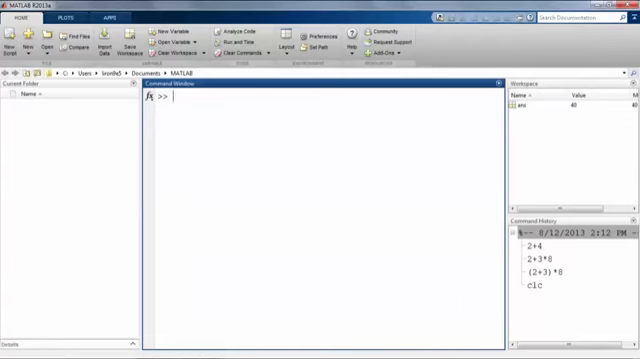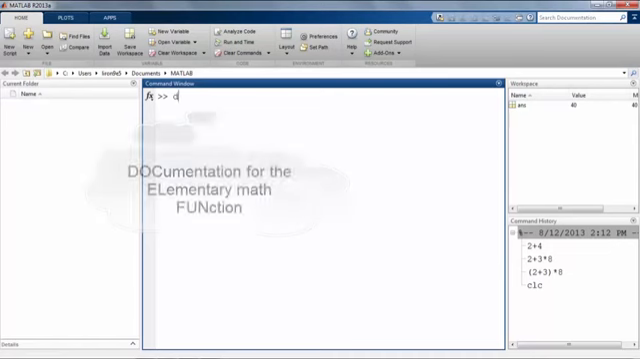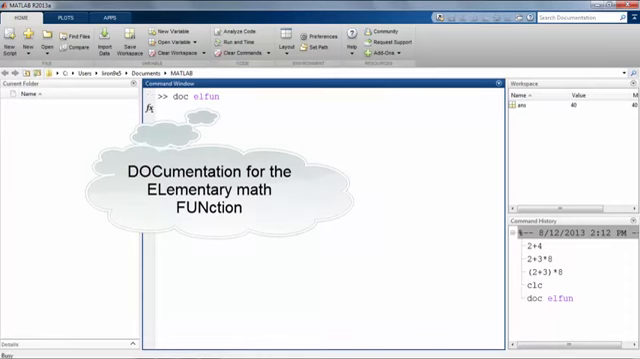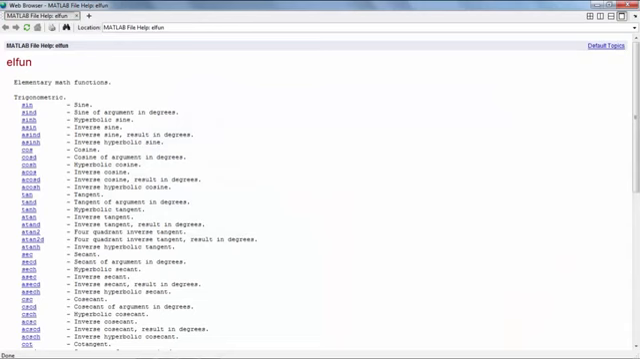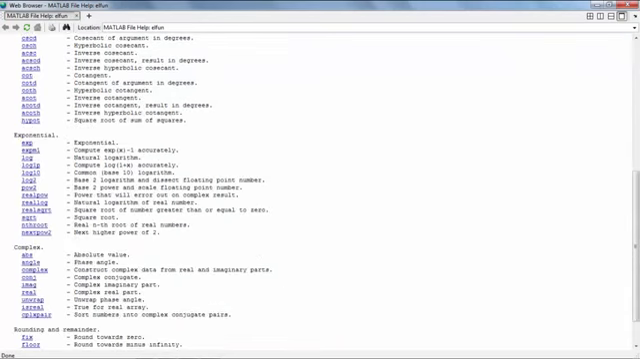Alright, the next thing on a calculator that we've all learned to use are the buttons: sine, cosine, tangent, exponential, and so on. As you can see, we have no buttons on our screen. But the documentation of the elementary math function, so doc lfun, brings up an entire list of all the "buttons," in quote, that we have. We have trigonometric, we have exponential, complex, and rounding and remainder functions.